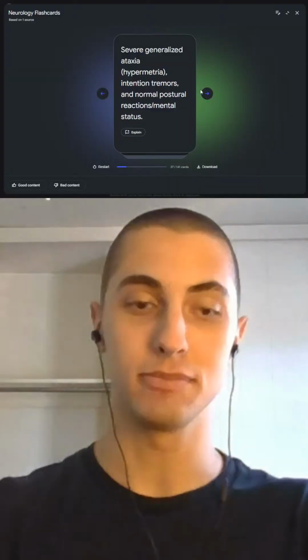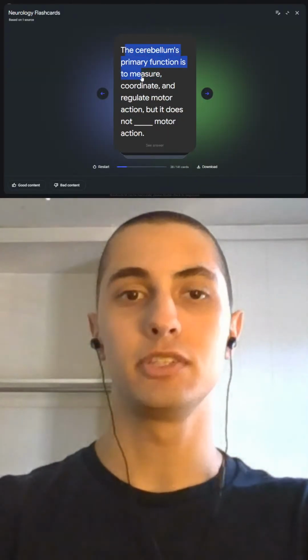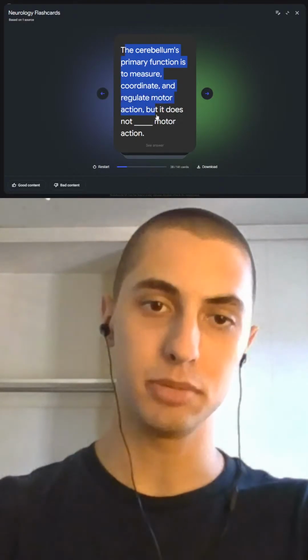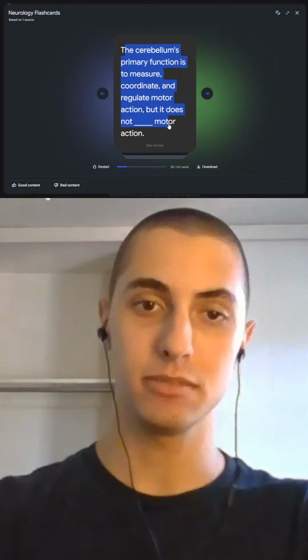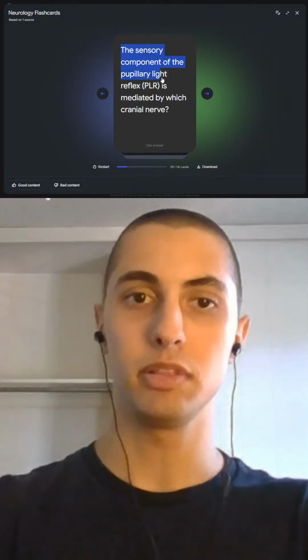This is not sponsored. The cerebellum's primary function is to measure, coordinate, and regulate motor action, but it does not initiate motor action. The sensory component of the pupillary light reflex is mediated by which cranial nerve?